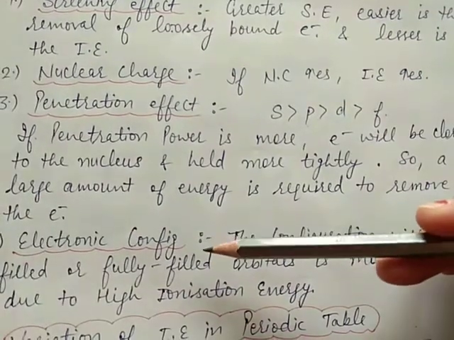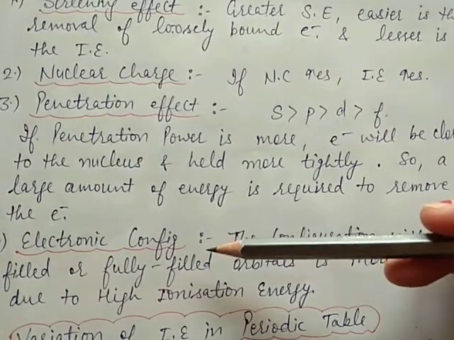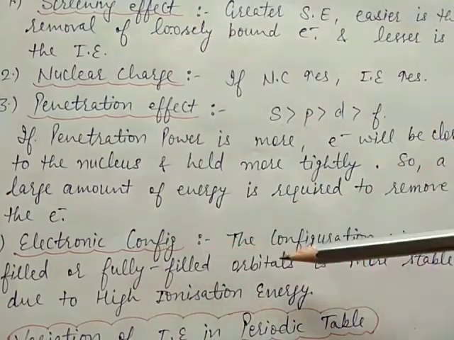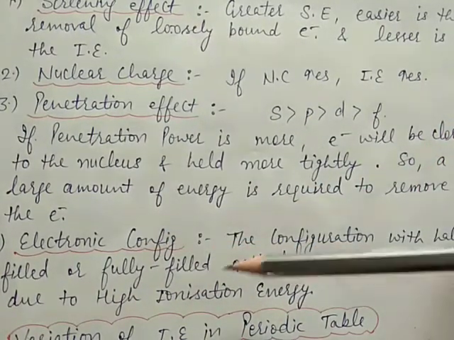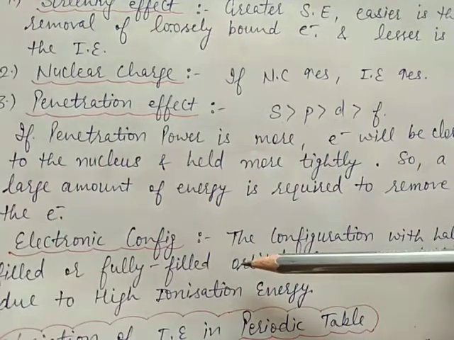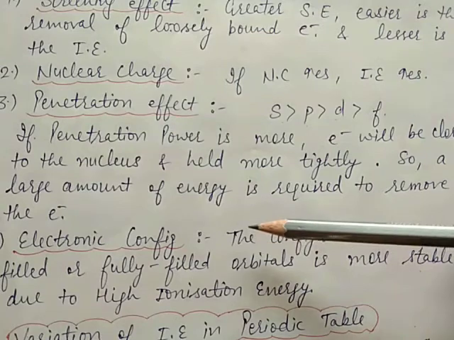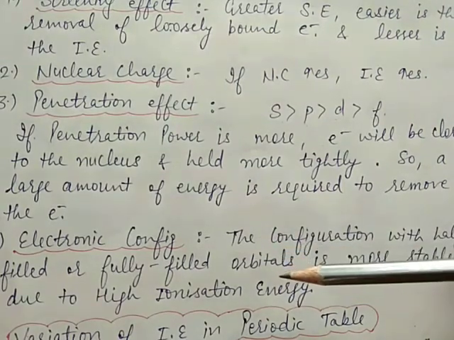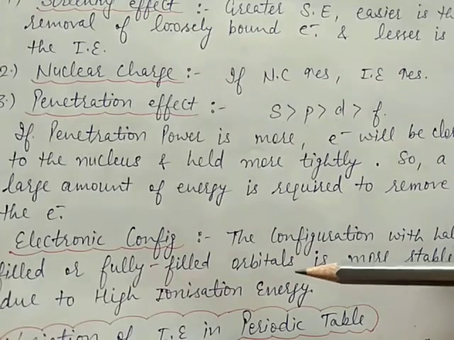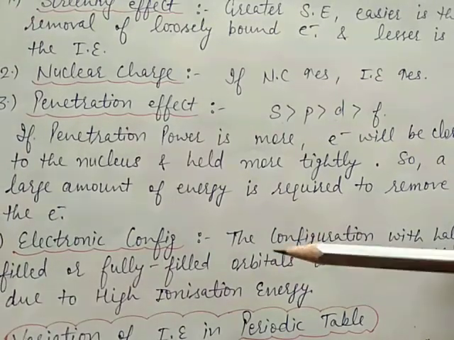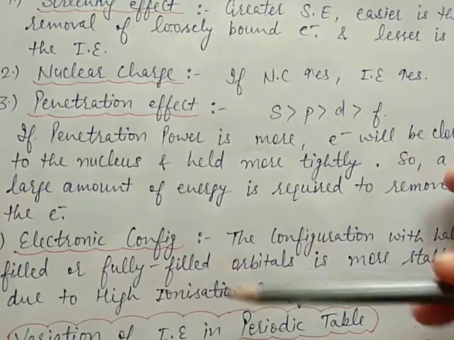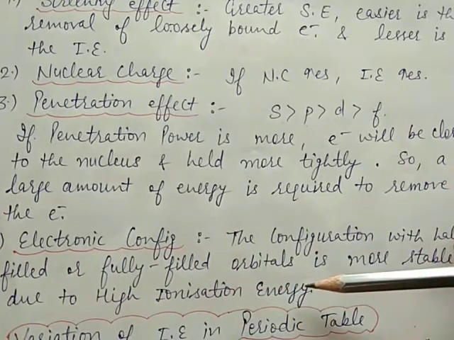Now next is electronic configuration. A configuration with half filled or fully filled orbitals is more stable, due to high ionization enthalpy, because half filled and fully filled electrons are not removed easily. It is very difficult. A large amount of energy is required to remove the electrons. So its ionization enthalpy is higher.